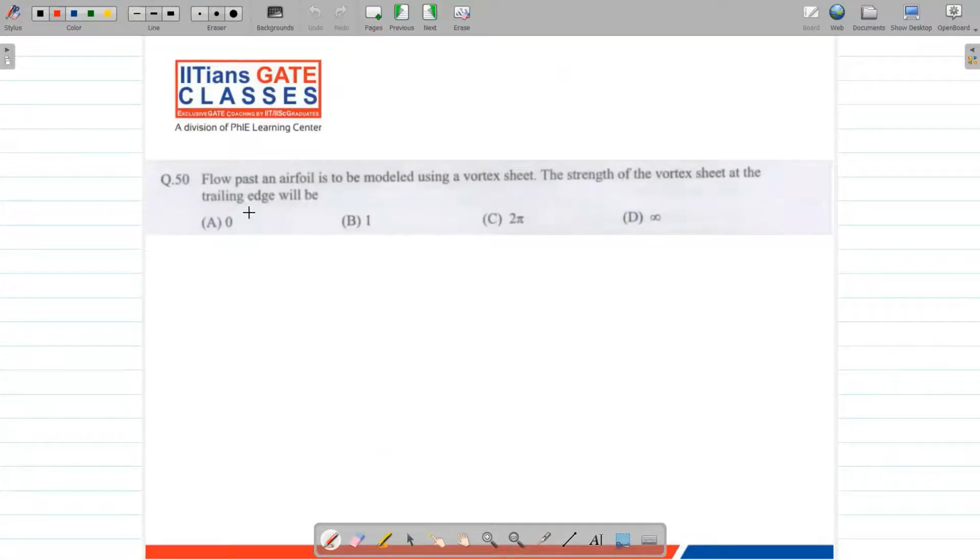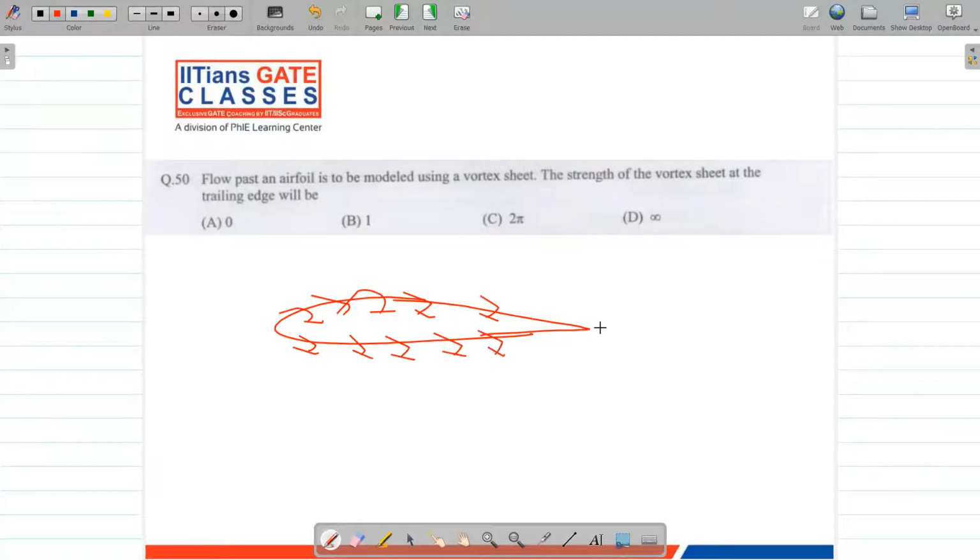In this question, flow past an airfoil is to be modeled using a vortex sheet. The strength of the vortex sheet at the trailing edge is... This is something very similar to what we have seen in thin airfoil theory, where you replace the airfoil with a vortex sheet on top and bottom. Then we assume the airfoil to be thin so that we can replace it with a vortex sheet on the camber line and do all our analysis based upon the camber line.